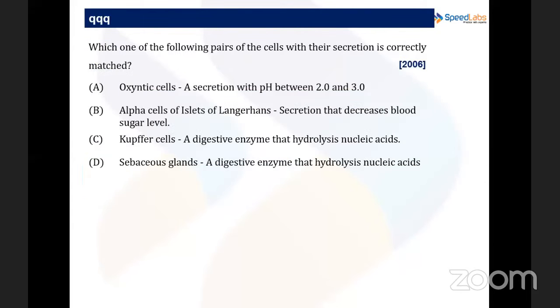Next question is, which one of the following pairs of the cells with their secretion is correctly matched? Option A, oxyntic cells, a secretion with pH between 2 and 3. Option B, alpha cells of islets of Langerhans, secretion that decreases blood sugar level. Option C, Kupffer cells, a digestive enzyme that hydrolyzes nucleic acids. Option D, sebaceous glands, a digestive enzyme that hydrolyzes nucleic acids. So the answer to this question is option A.